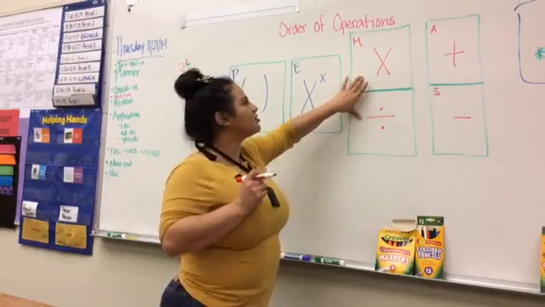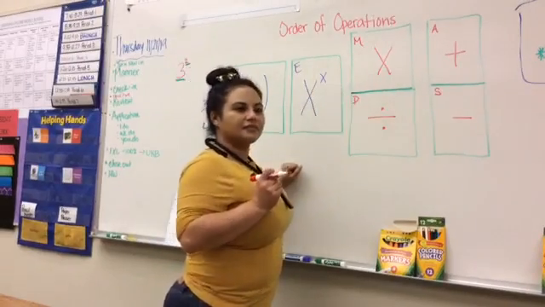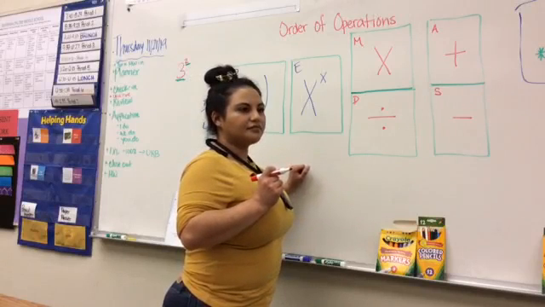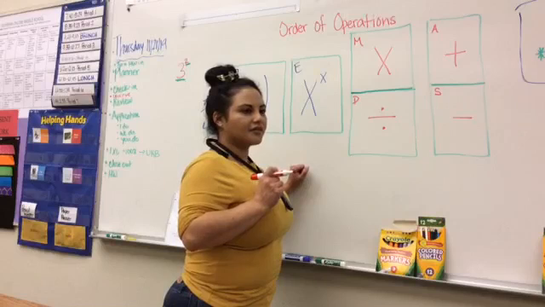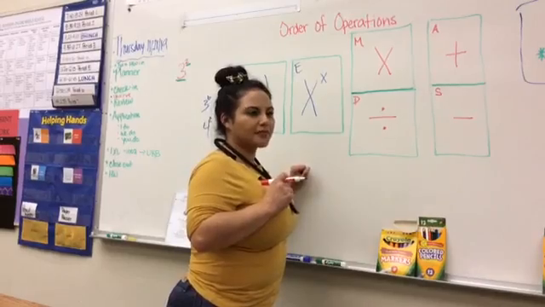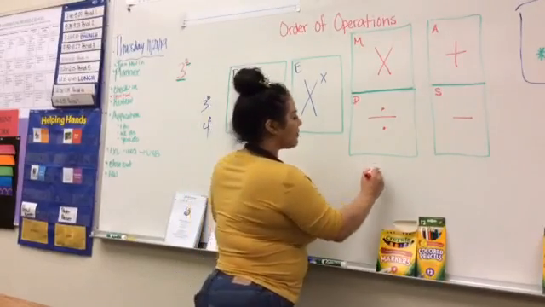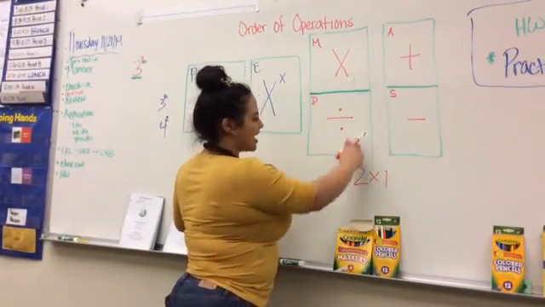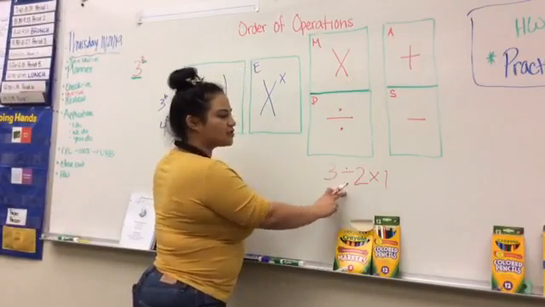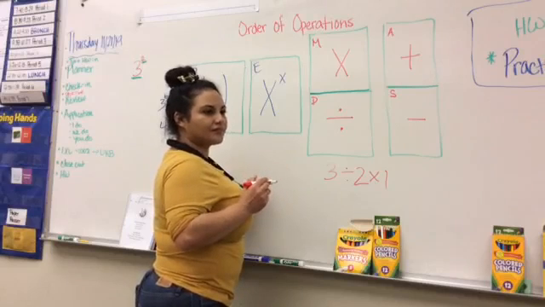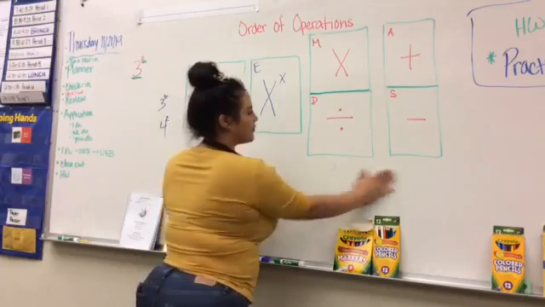Christopher, how do we know which one to do first? We read it like a book, and whichever one comes first, we do first or second? First. So in this example, Christopher, we have multiplication and division. Do we do multiplication first or division first? Division. Why? Because that's first. Good job. It's first, right?